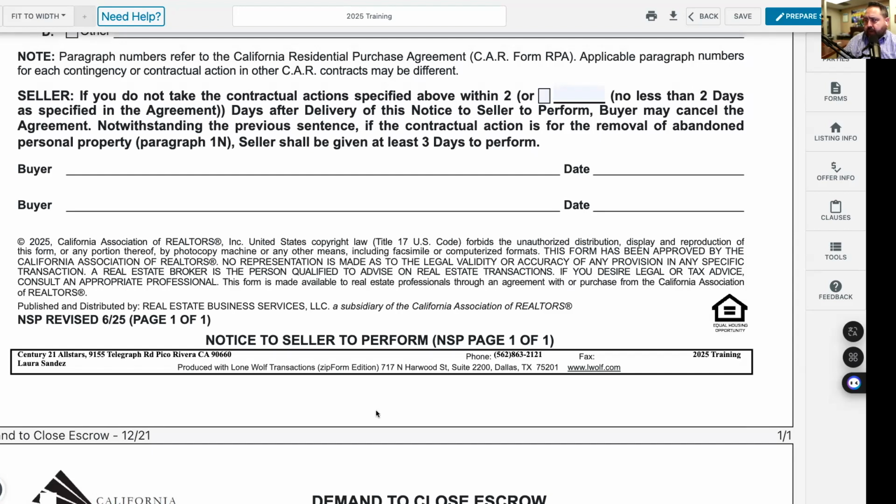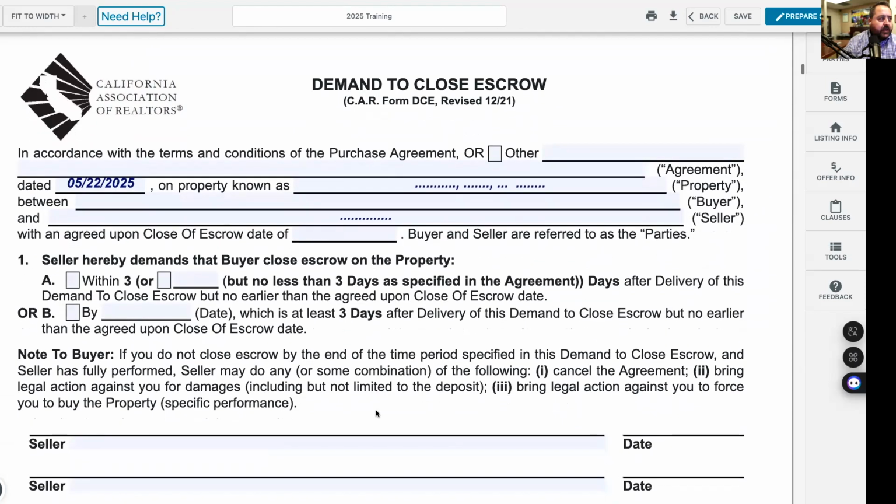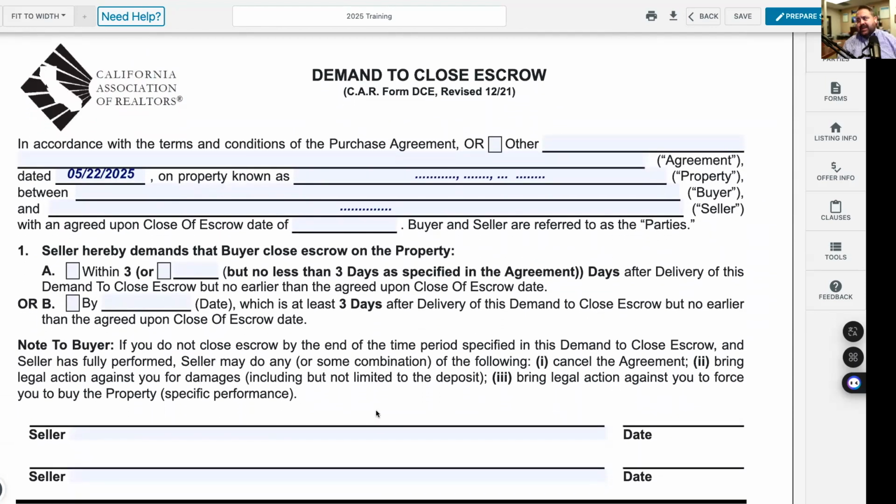Okay, let's look at the demand to close. Notices to perform are for contractual actions and contingencies, not for close of escrow. There is one form for close of escrow, and that is the demand to close escrow. That is the only thing you can use to compel somebody to close escrow and give you the opportunity to cancel if they don't. Remember, you may have the right to cancel.